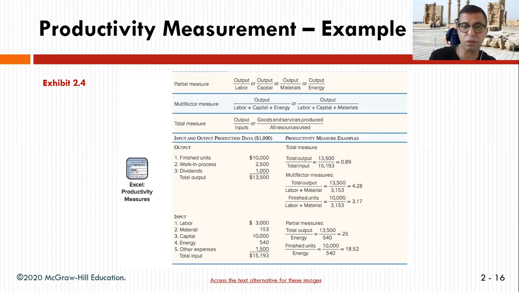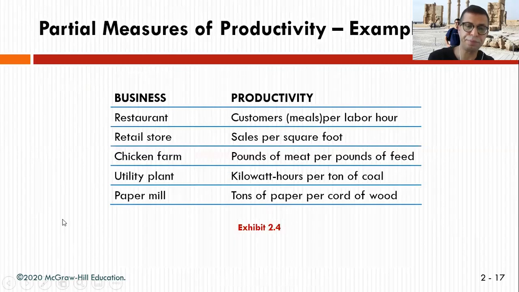That is the partial one. For the multi-factor measures, the output is always on top, and you can make a combination of some of these inputs to get the multi-factor measures, and then you get the total measures. This is all to see the productivity, how effective your operation is. And as I said, all this data can be obtained from the financial statements.